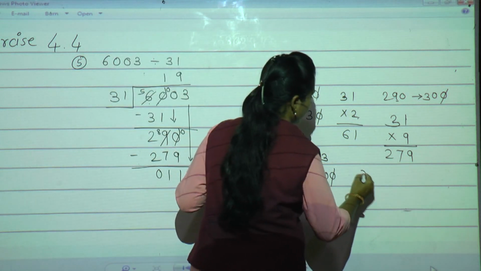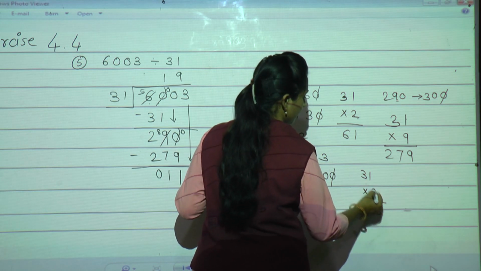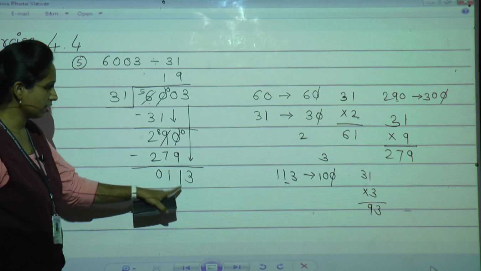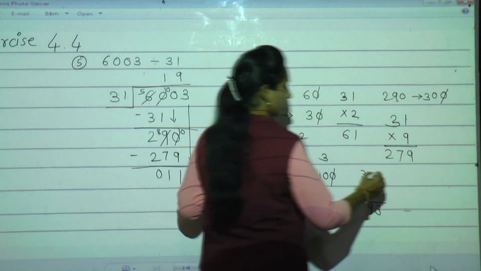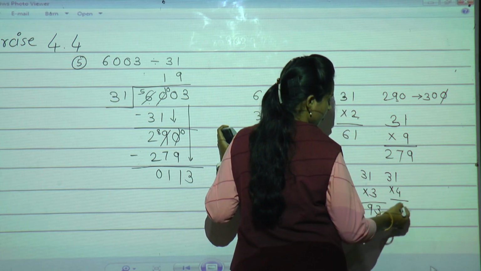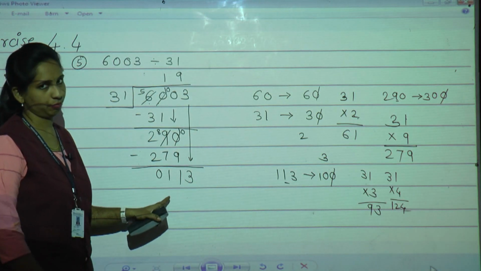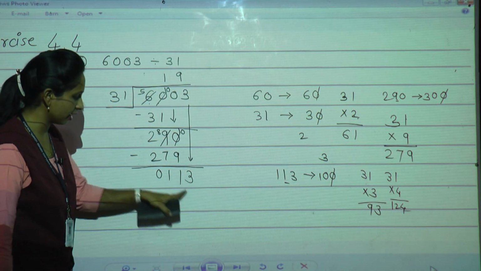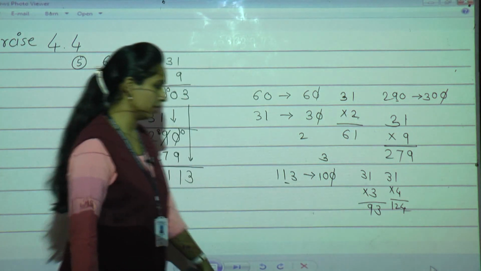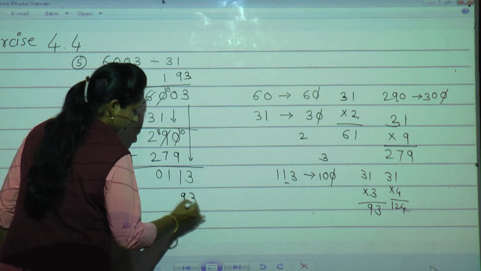Now we will try with the actual number. 31 times 3: 3 1s are 3, 3 3s are 9, 93. Yes. But what we will do? We will cross check with quotient 4 also, whether quotient 4 will go from the given number. 4 1s are 4, 4 3s are 12, 124. No, because 124 is greater than 113. So we have to take quotient 3 only. 3 times 31 is 93, isn't it?